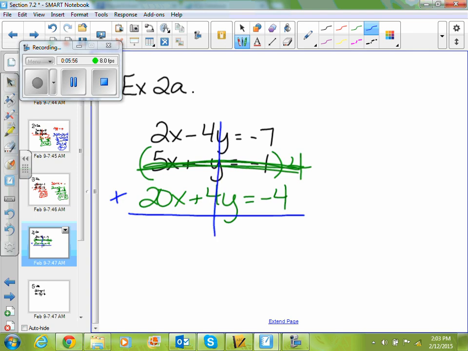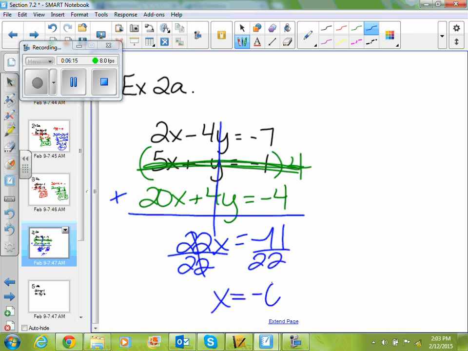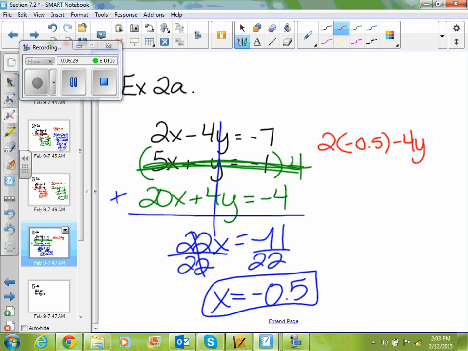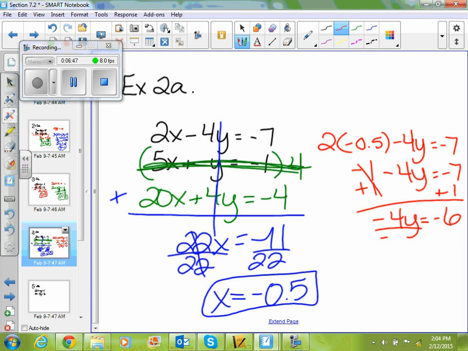So my 4y's cancel. 2x plus 20x is 22x. Negative 7 plus negative 4 is negative 11. Divide by 22. X equals negative 0.5, or negative 1/2. Alright, so I'm going to plug that back into my equation to solve for y. So 2 times negative 0.5 minus 4y equals negative 7. 2 times negative 0.5 is negative 1. Minus 4y equals negative 7. Add 1. Negative 4y equals negative 6. Divided by negative 4, y equals 3/2, or 1.5 if you want to keep it in decimals.